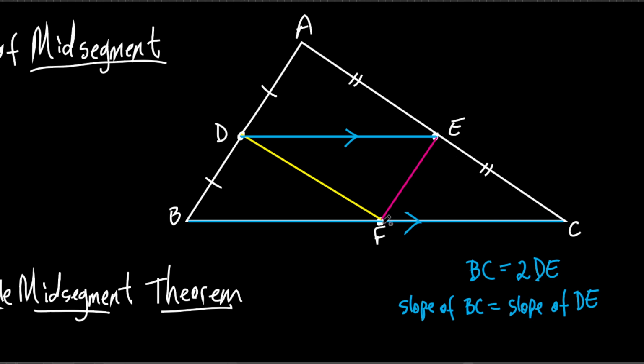So they could put some numbers in here, couldn't they? They could say that DE was 5, and they would ask for BC. What would BC be equal to if DE was 5 and DE was the midsegment? BC. What would BC be? It would be 10. Exactly right. Everybody see that? Yes.